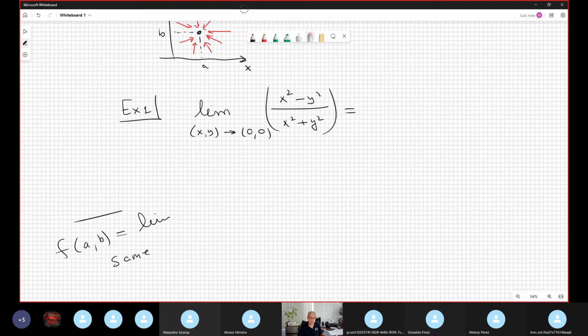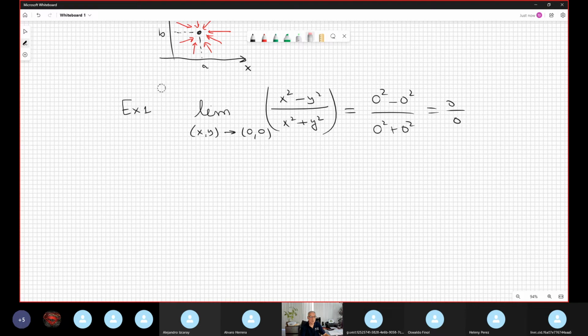If the answer is indeterminate, in this case it's obvious because it's 0 squared minus 0 squared over 0 squared plus 0 squared, which is 0 over 0. Something weird happened, right? I need to investigate that. So one fantastic way is, we have infinity trajectories. Why not? Let's take an easy trajectory.